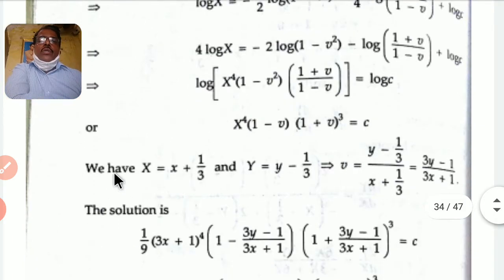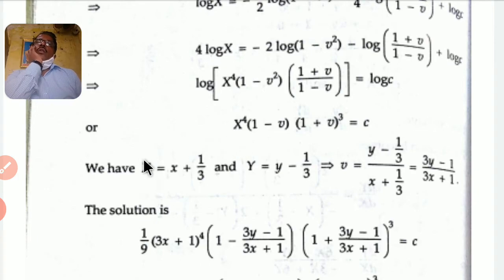Now resubstituting the values of capital X, capital Y, wherever it is, then we get v is equal to, because we have substituted capital Y is equal to v into small x. So therefore resubstituting the value of v and capital X, so v means capital Y divided by small x, so capital Y is equal to y minus 1 by 3, and x is equal to x plus 1 by 3, which is 3y minus 1 divided by 3x plus 1.